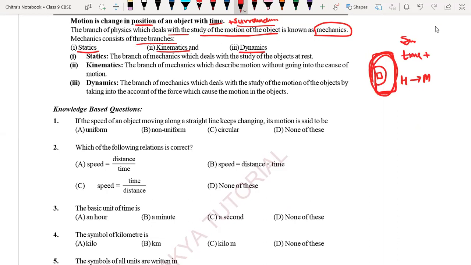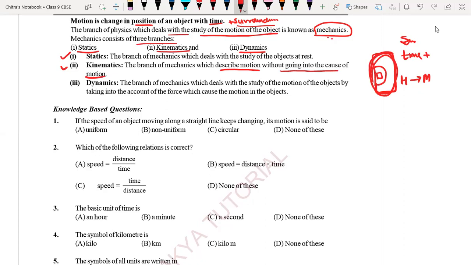So what does statics mean? Statics is the branch of mechanics that deals with the study of objects which are in a rest condition. They are not moving anywhere. They are not performing motion. If you study those, then it comes under statics. Now, next, kinematics. Kinematics is again a branch of mechanics that deals with describing motion without going into the cause of motion. So we are not going to discuss why the motion is being caused.